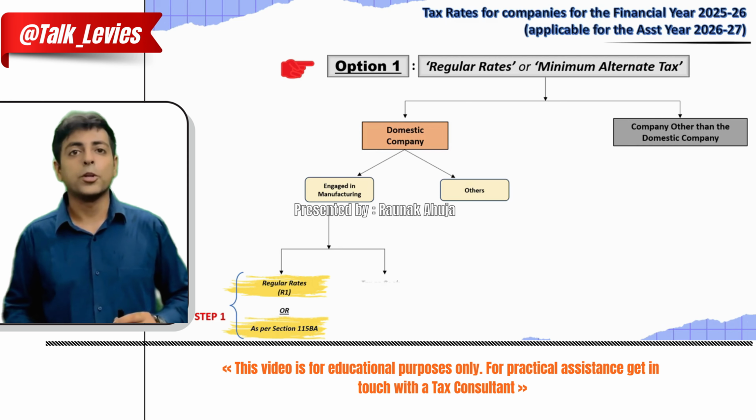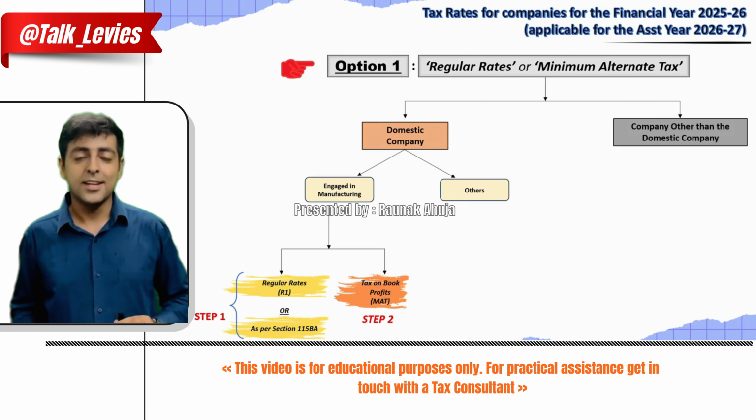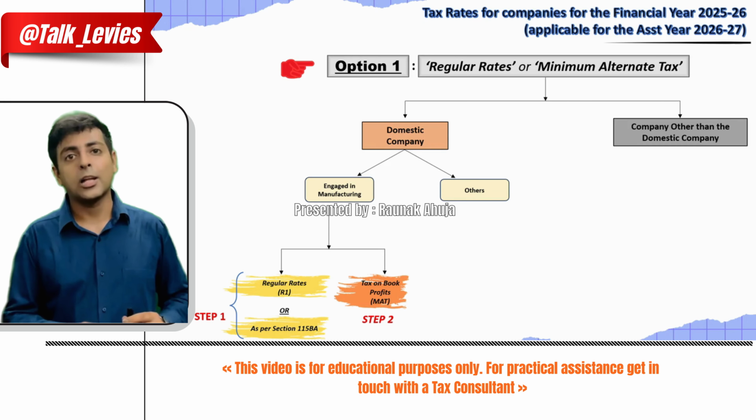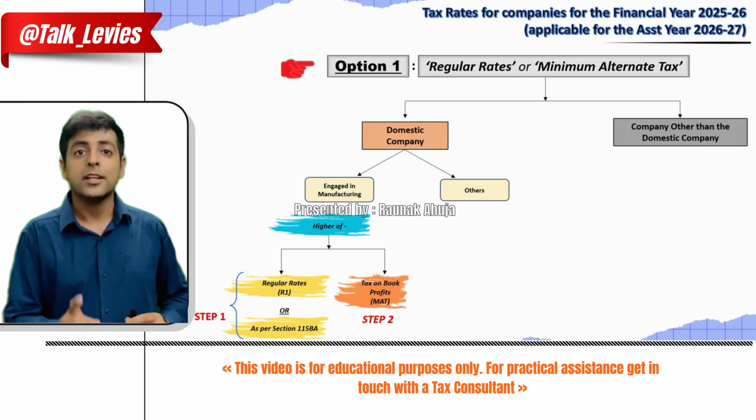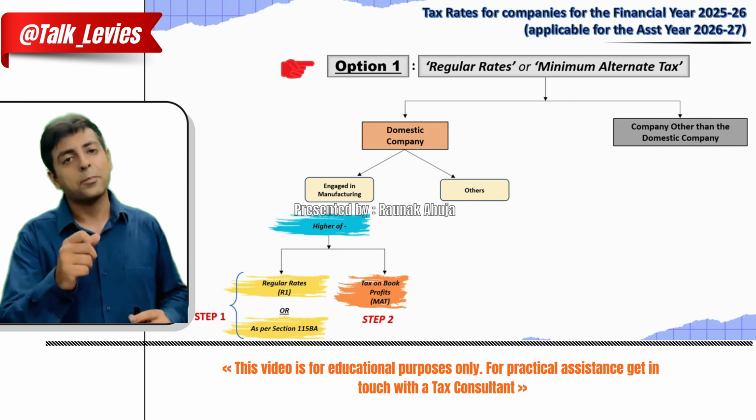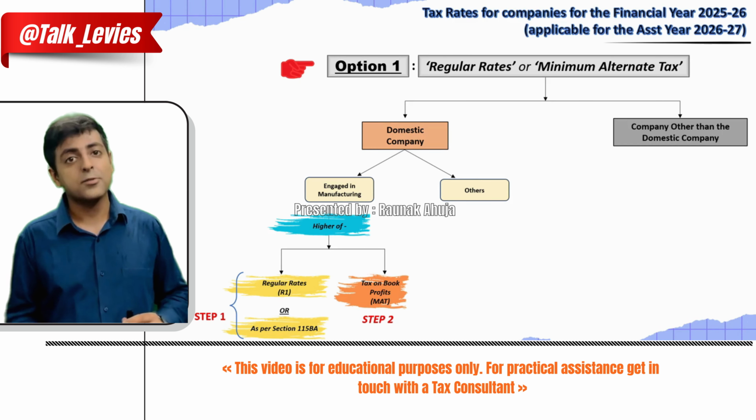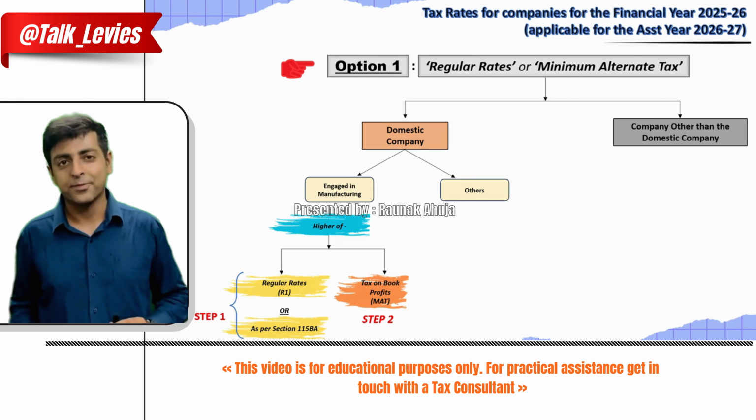The second step would involve calculation of taxes as per book profits, that is MAT. Now, once the taxes are calculated as per these two steps, then the higher of the taxes will be considered as tax payable. So this was calculation of taxes for manufacturing entities.